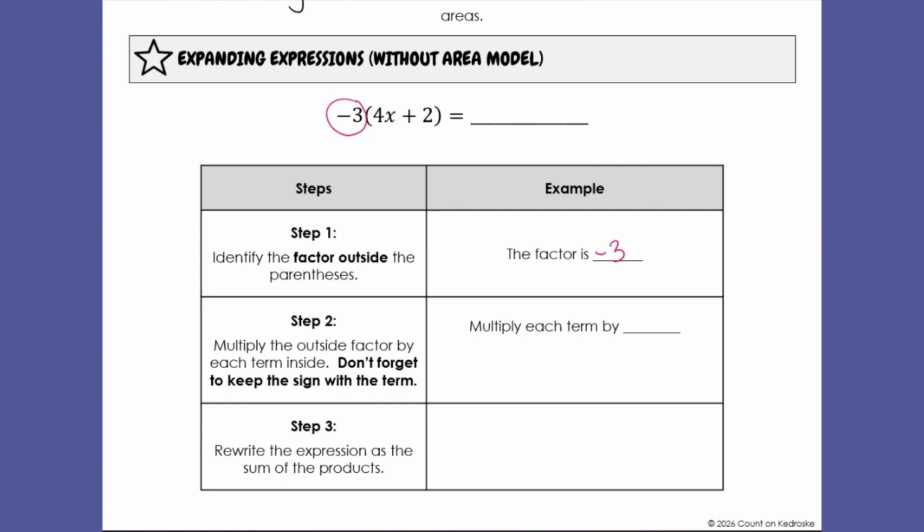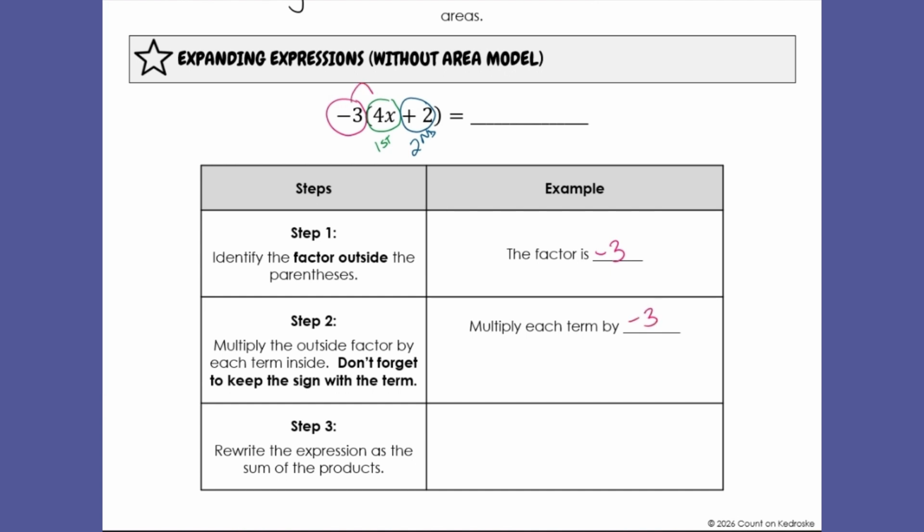And step 2, multiply the outside factor by each term inside. Don't forget to keep the sign with the term. So I need to identify my terms inside my parentheses. And I'm going to go ahead and just kind of circle them to kind of help you see the different terms. So our first term in the parentheses is 4x. And our second term in our parentheses is positive 2. So however many terms are in our parentheses are also how many terms we should have at the end after we expand. So step 2, we're going to multiply each term by -3.